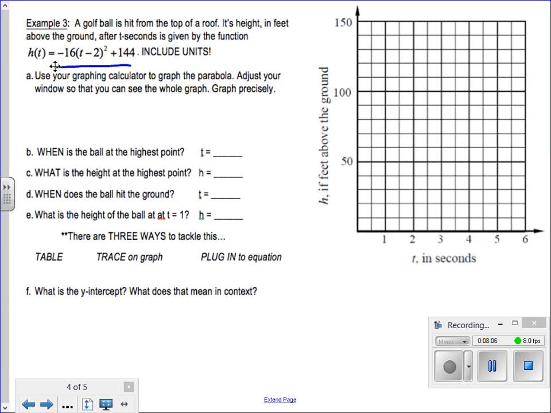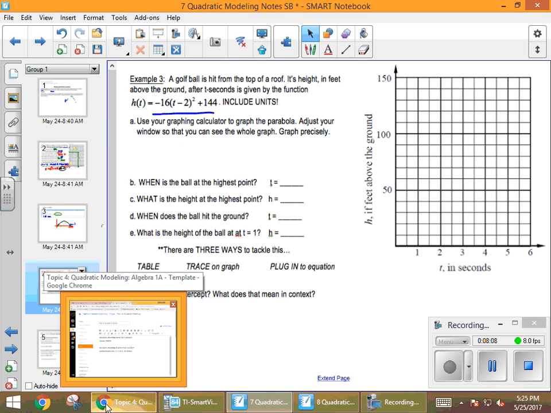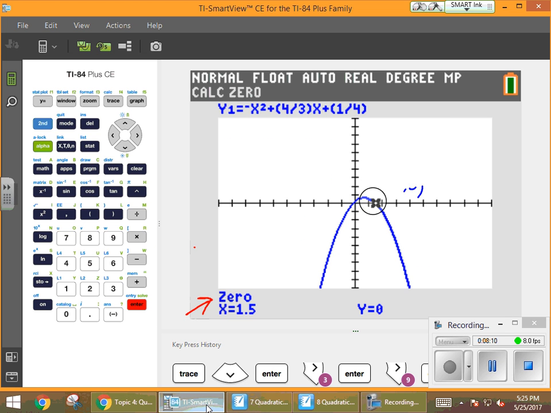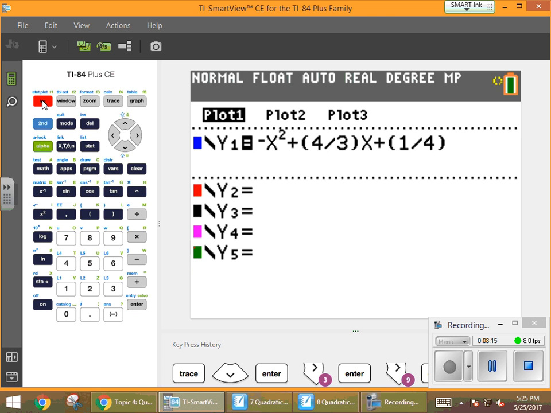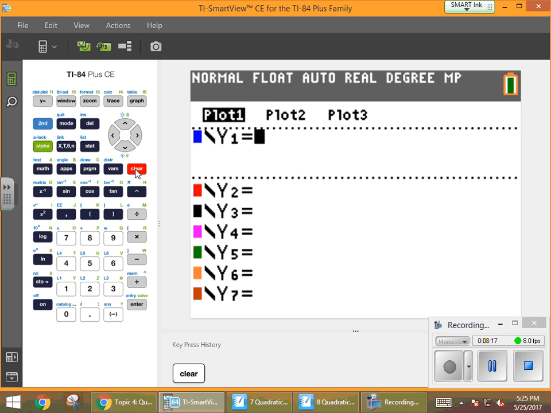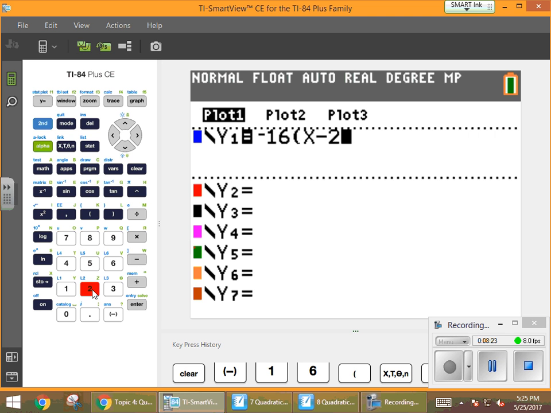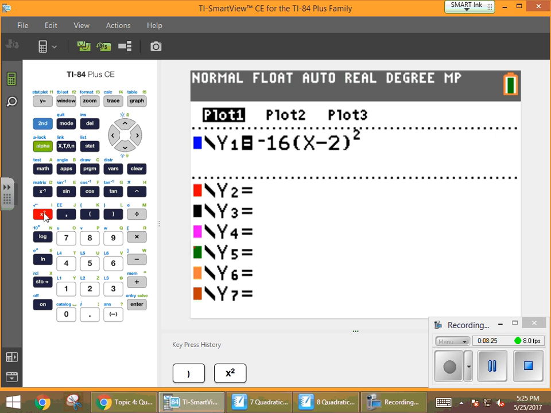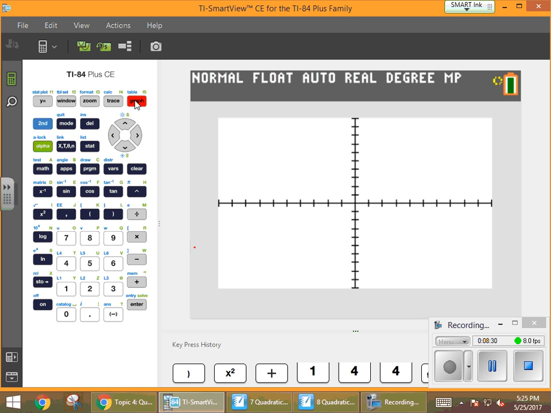So let's go back to our graphing calculator. I'm going to have to erase some of my writing here. Now I'm going to graph this equation in the y equals here. So I'm going to have negative 16 parentheses x minus 2 squared plus 144. When I hit graph, you're going to see really quickly that you don't see most of the parabola. You see part of it, but you don't see all of it. We're going to adjust our window.